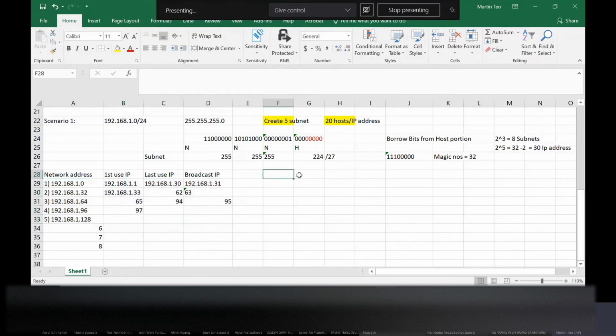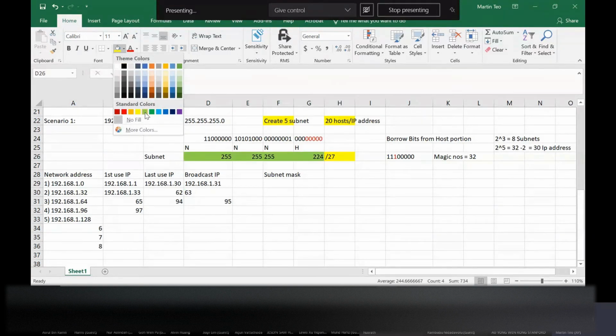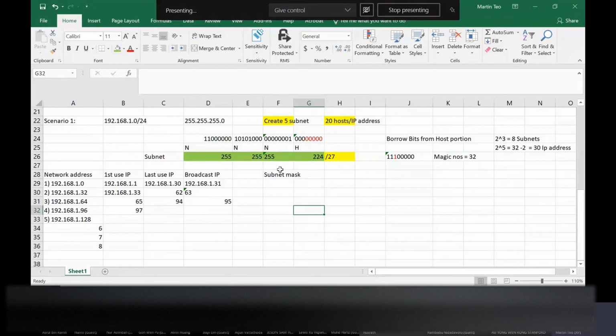And then what will be the subnet mask? Ladies and gentlemen, the new subnet mask is no longer /24. The subnet mask now has been changed because we borrowed 3 bits. So it's now /27, and the new subnet mask is 255.255.255.224.